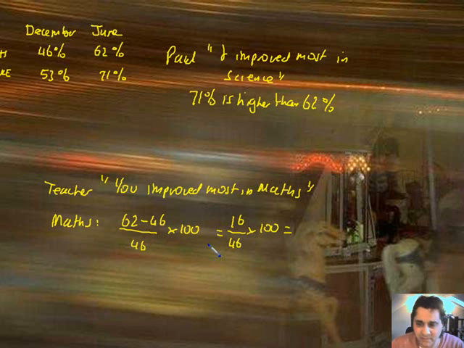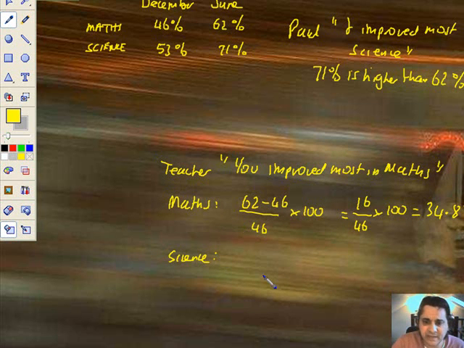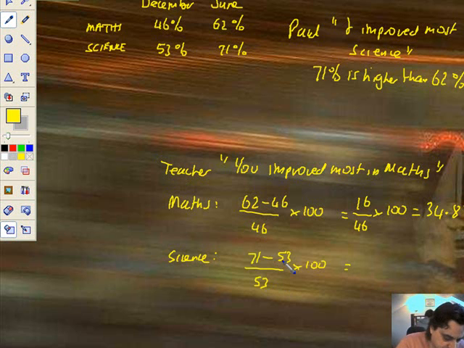And his improvement in mathematics was 34.8% improvement. So I'm going to write the word improvement there. Now let's look what happened in science using his teacher's method. Well, it's the difference. 71 take away the 53. Put it over the original, which was 53. And then multiply that by 100 when you get the answer. 71 take away 53.